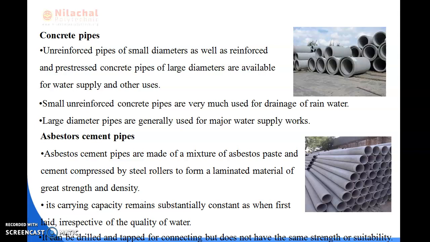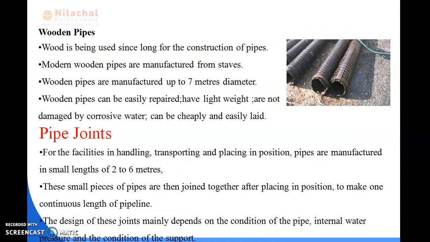So we can say that asbestos cement pipe is made up of a mixture of asbestos paste and cement which are compressed by steel rollers, and its carrying capacity remains substantially constant as when first laid, irrespective of the quality of the water. It can be drilled and tapped for connecting but does not have the same strength or suitability.